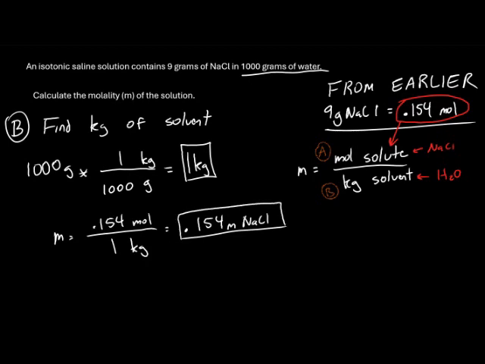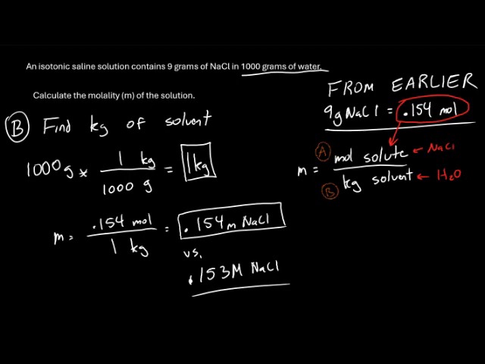Note that this is very close, but not exactly the same as our molarity. Our molarity was 0.153 of NaCl. So it's possible to have a molarity and a molality that are very close together, but it's unlikely they'll be exactly the same.